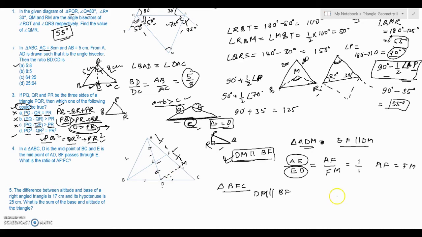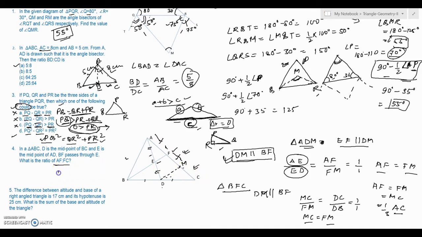Now in this particular triangle BFC, we can use the basic proportionality theorem because DM is parallel to its base BF, and the sides will be divided in the ratio such that MC by FM is going to be equal to DC by DB. DC and DB are same, so this ratio is also going to be 1/1, which means that MC is equal to FM. Now we know that AF was equal to FM and now we know that MC is equal to FM, which means this side AC has been divided into three equal parts, and AF, FM and MC are each 1/3 of AC.